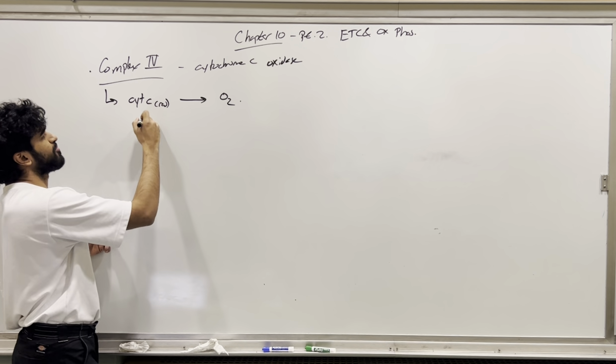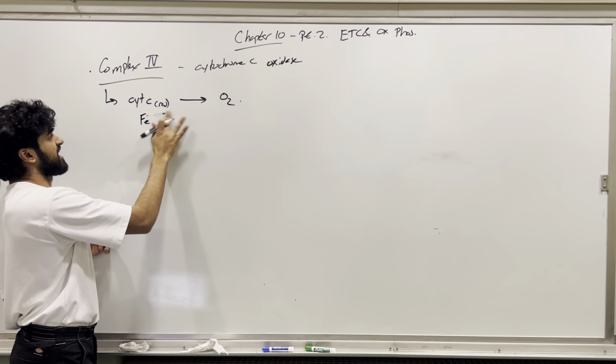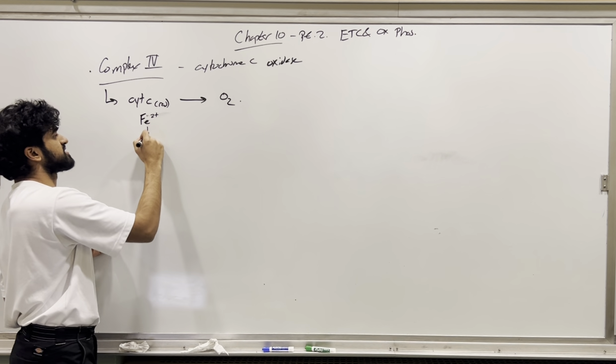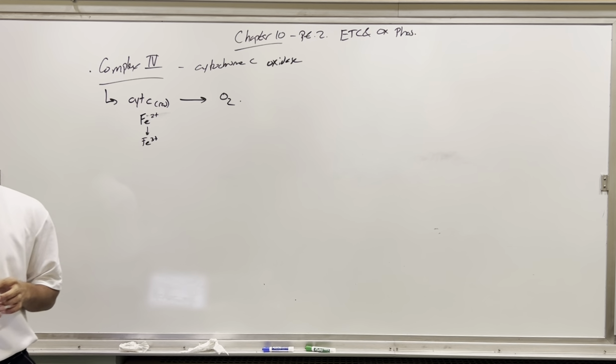And the reduced form of cytochrome C has Fe2+, and it turns into Fe3+, and it goes back into complex 3 and continues this whole cycle.